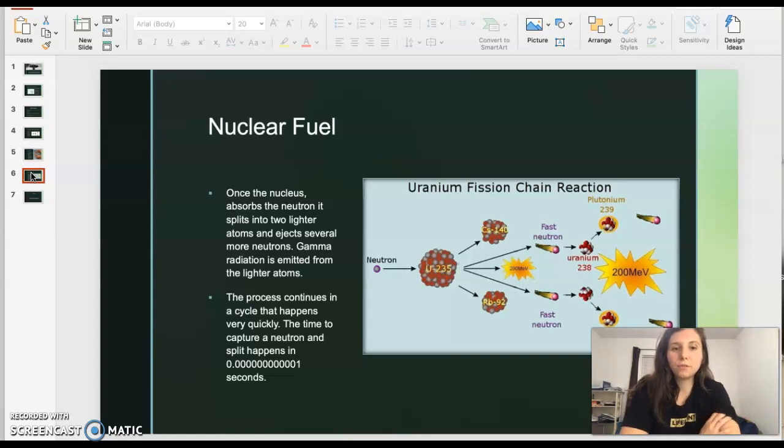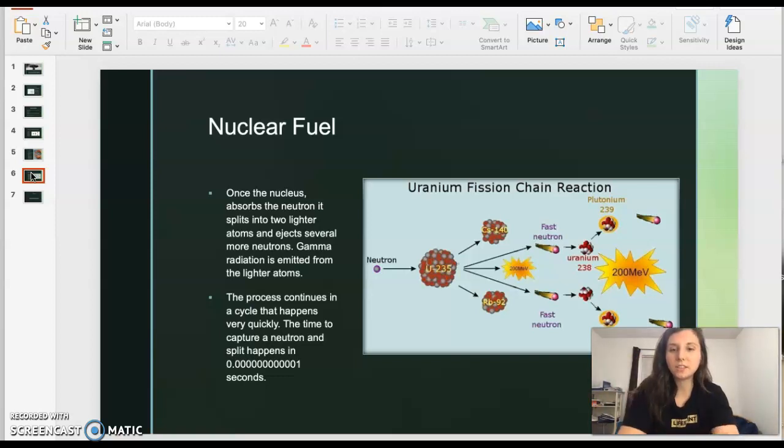On top of nuclear fuel, once the nucleus absorbs the neutron, it splits into 2 lighter atoms and ejects several more neutrons. Gamma radiation is emitted from the lighter atoms. So gamma radiation is harmful. It's what comes from the nuclear weapons, as well as probably other forms of radiation, I'm sure. The process continues in a cycle that happens very quickly. The time to capture a neutron and split happens in picoseconds, which is the number you see there on the screen. Very, very, very small.